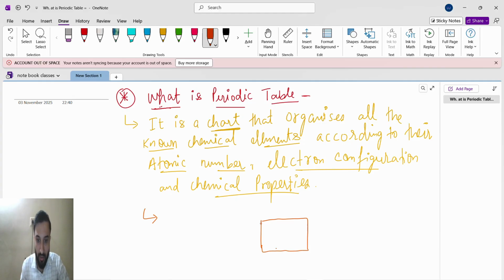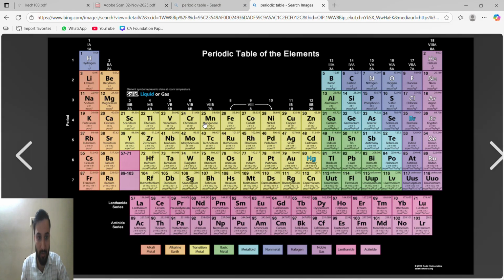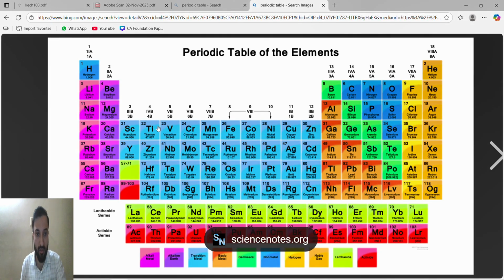So this is a box. So what is a box? Here you can see in this periodic table we can fill this box, right? Okay, fine. You can see this box, right? This is a box. Each box, what do we have in it? Let's take anything. Let's take carbon.